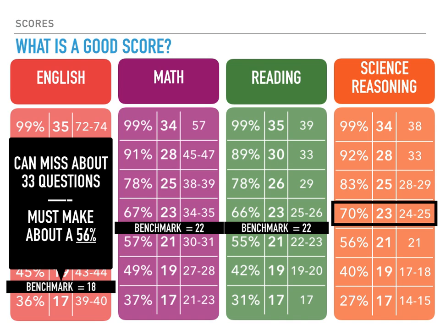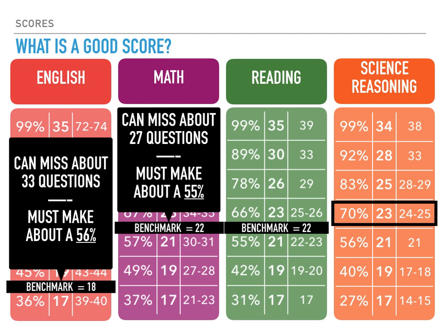In order to make that benchmark 18 on English, you can miss about 33 questions, which means that you only have to make a 56%. You only have to get 56% of your questions right. When I frame it like this for students, they start feeling like, hey, wait a second, I can do this. I can make a 56%. I don't have to be perfect. So I find that breaking the information down like this is really helpful for student morale.